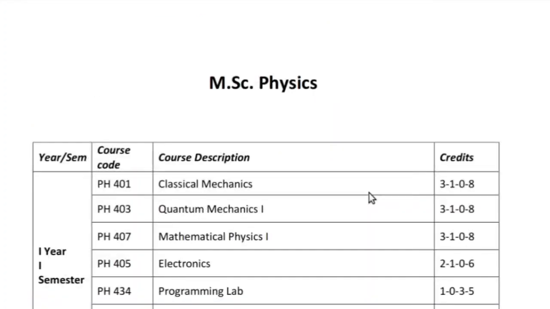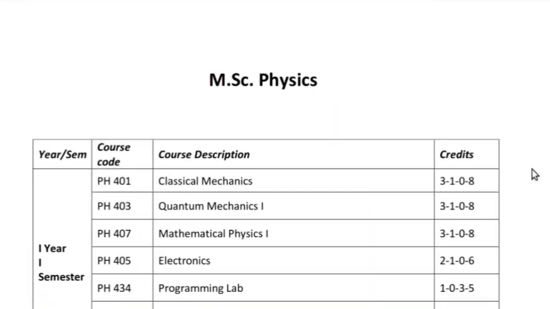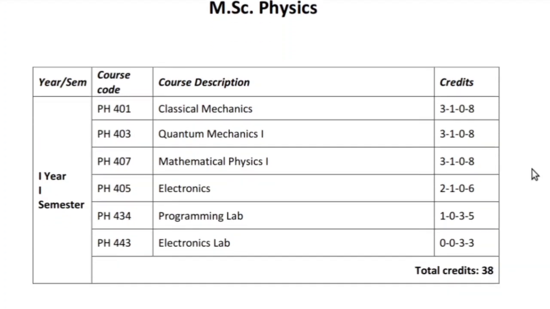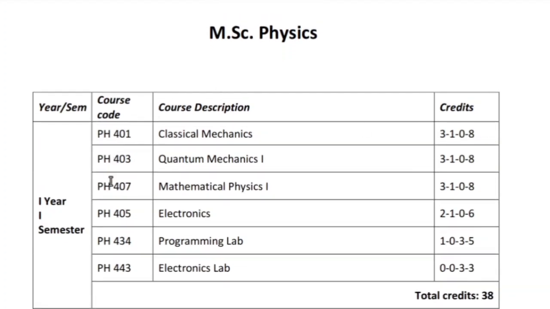Let's go ahead. Since I have done MSc Physics, I will show you the course structure of MSc Physics in a bit of detail. So this was the first year, first semester. As you can see, there are 6 courses, and these are the corresponding credits of those courses, which are not uniform. So you can read credits as 3108. So 8, the last digit, is the number of credits.